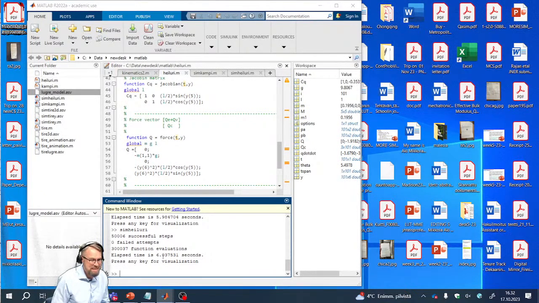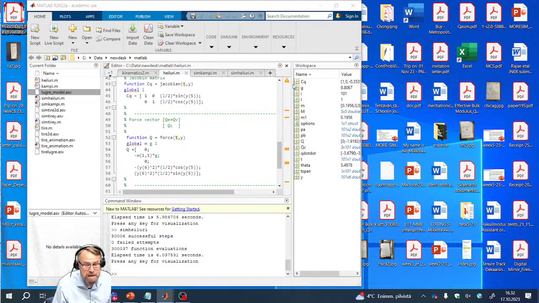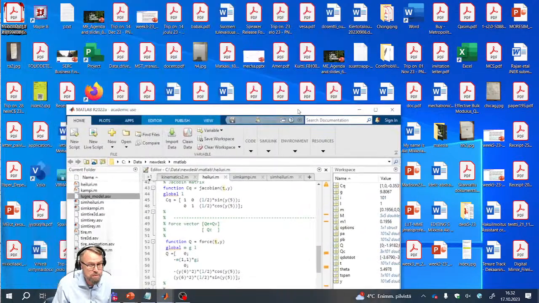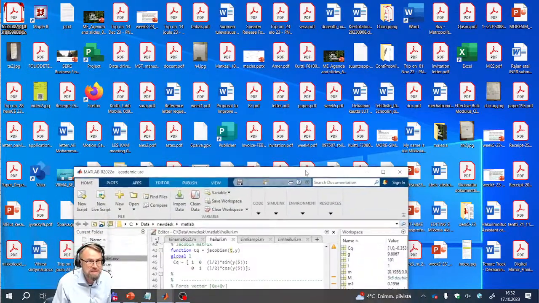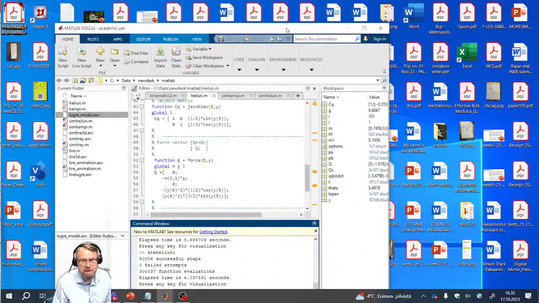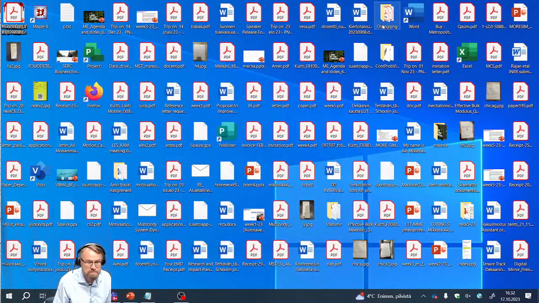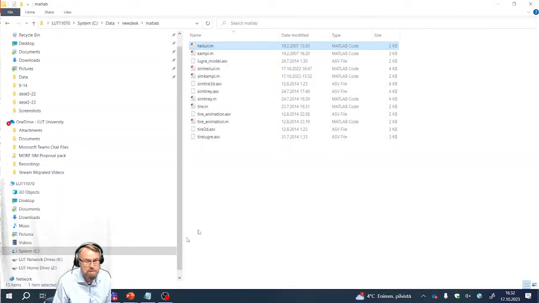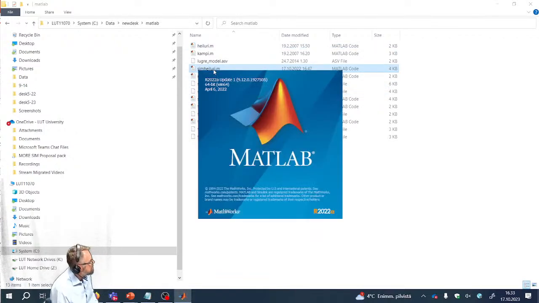Press any key for visualization. Yes, I did that, but I don't know where the window is. It must be on another screen. I need to close the whole thing and refresh. Okay, let me do it again. I need to open my MATLAB, so this is going to take a little while. But I can guarantee you this, it's definitely worth it.